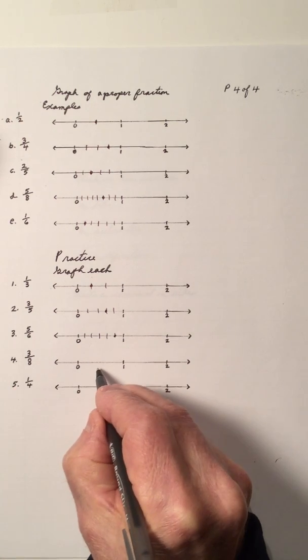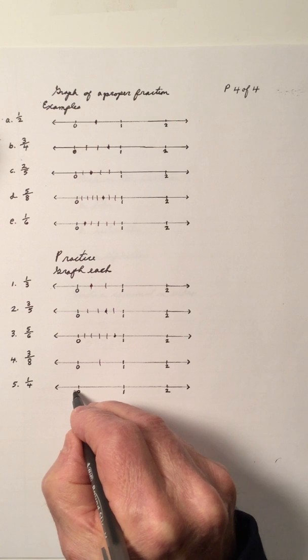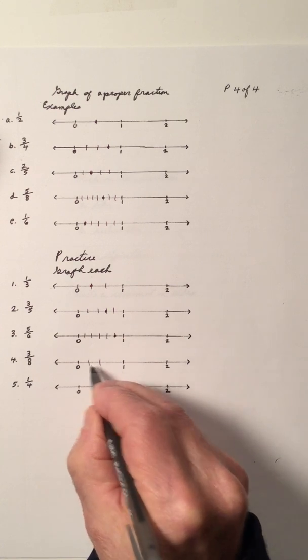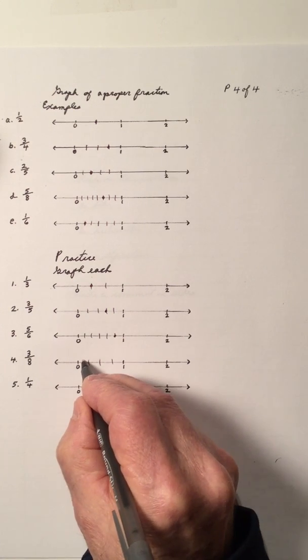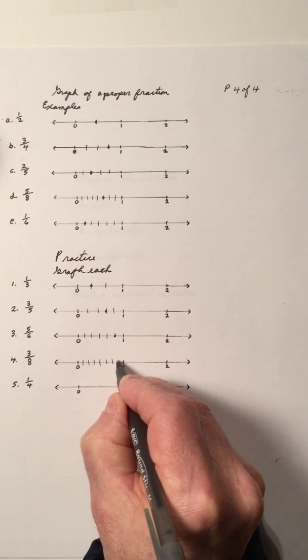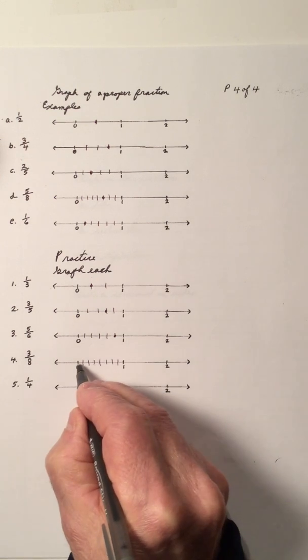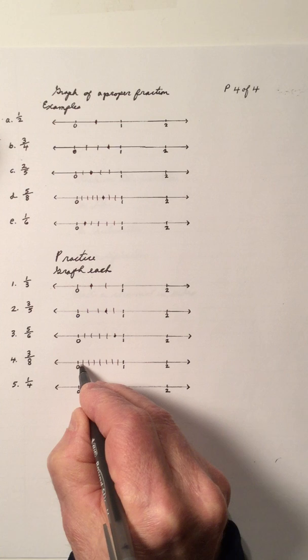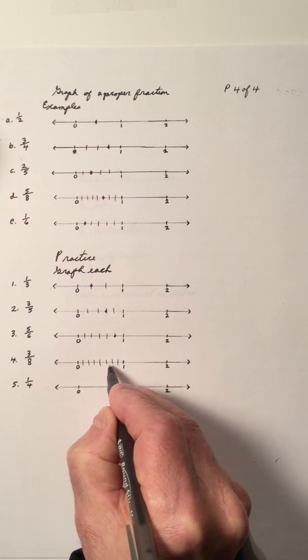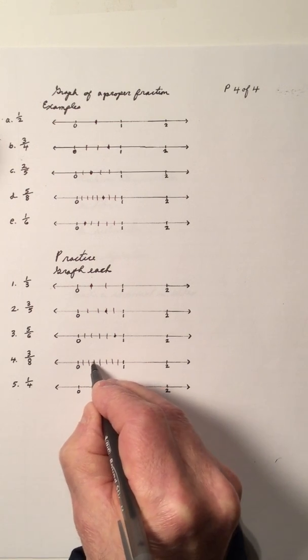3/8, cut it into 8 pieces. That's half. That's quarters. And do them all again. And I get eighths. And I have 3/8. 1, 2, 3. Notice 1, 2, 3, 4, 5, 6, 7, 8 pieces. And I take 3.